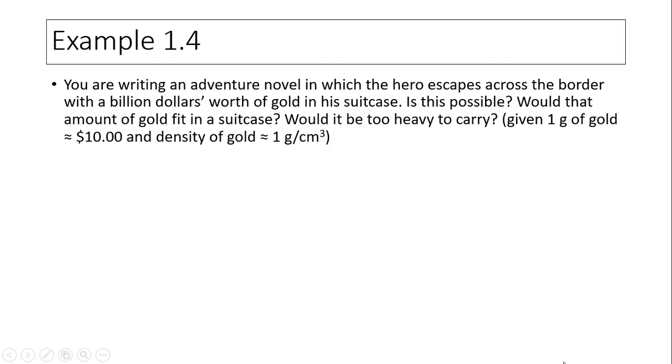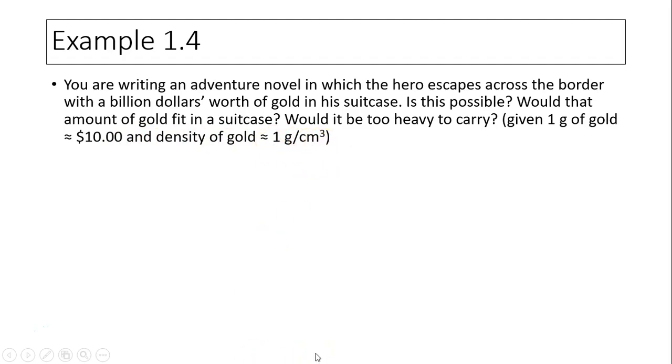Let's take a look at this example. You are writing an adventure novel in which the hero escapes across the border with $1 billion worth of gold in his suitcase. Is this possible? Would that amount of gold fit in a suitcase? Would it be too heavy to carry? Given 1 gram of gold is about $10 and the density of gold is about 1 gram per centimeter cubed.